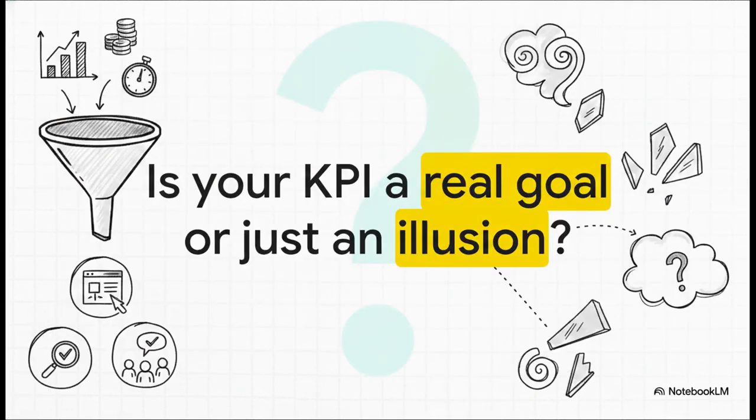So, I'm going to leave you with this to chew on regarding your own operations. If your current KPI cannot be objectively tracked with hard data, and it isn't owned by a specific team with a strict deadline, is it really a goal or is it just an illusion?